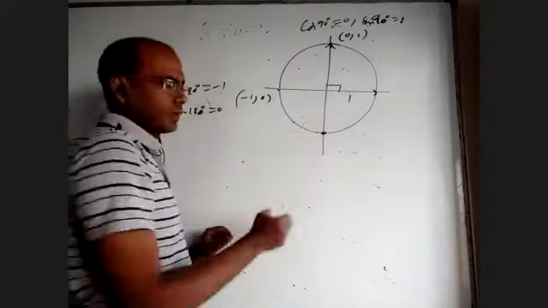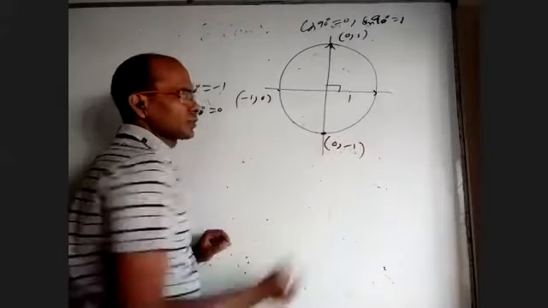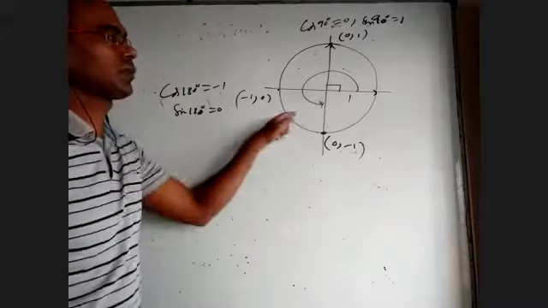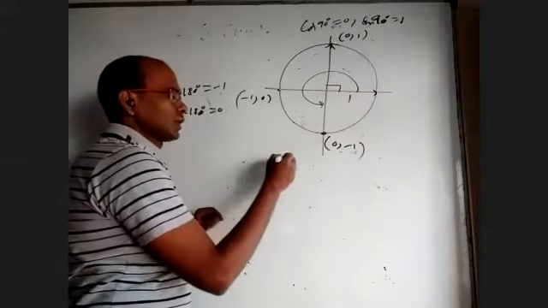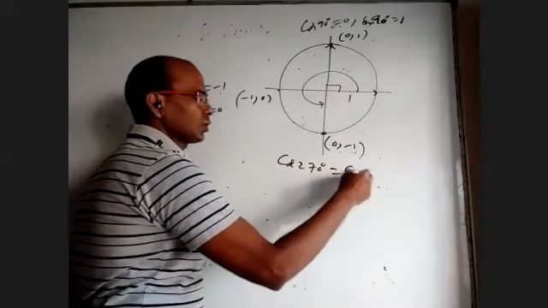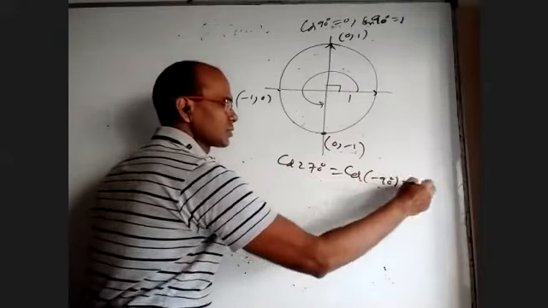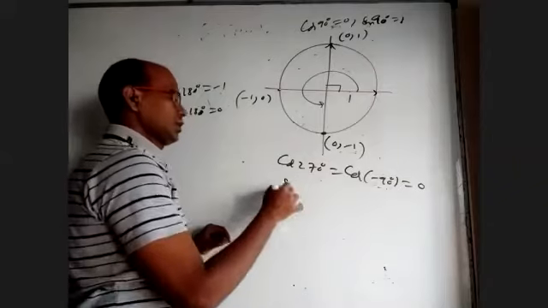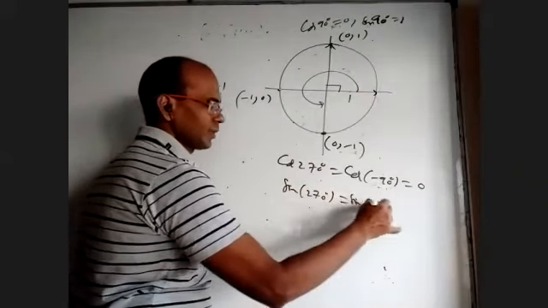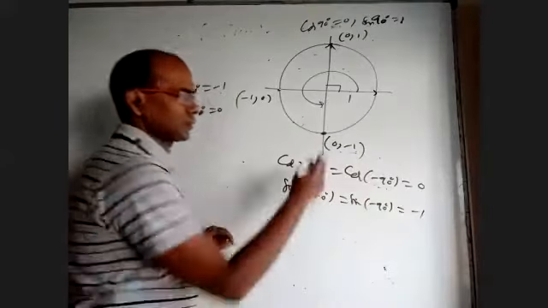We take this point, which is 0, minus 1, and by turning 270, or I can turn clockwise 90. Okay, so I can say cos 270 degrees or cos minus 90 degrees is 0. And sine 270 degrees or sine minus 90 degrees is minus 1.